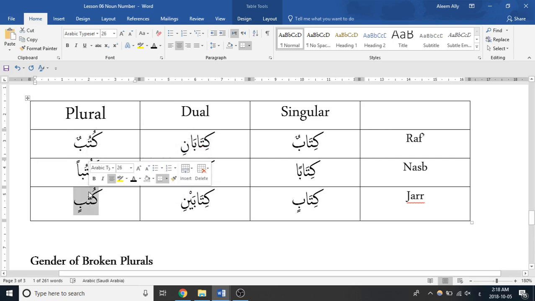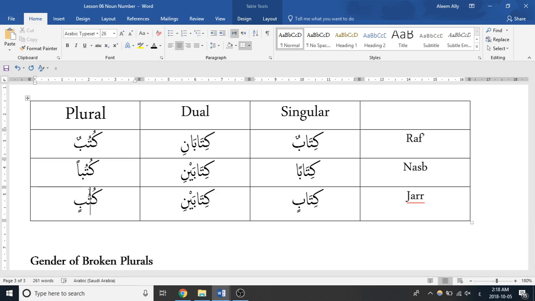No real difference there. And one question that you might ask is, well, how do I know if a word is sound or broken? Really, the only way to tell that is either through experience or by using a dictionary and looking up what the plural version is. And that's how we'll be able to tell.